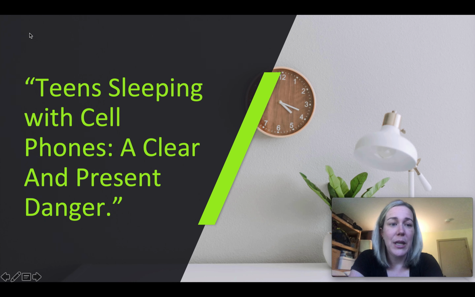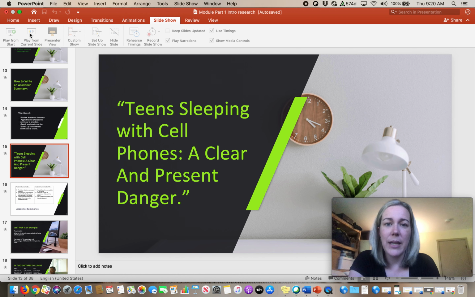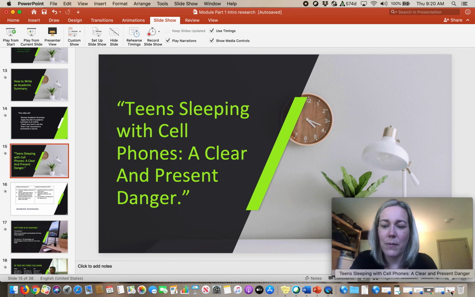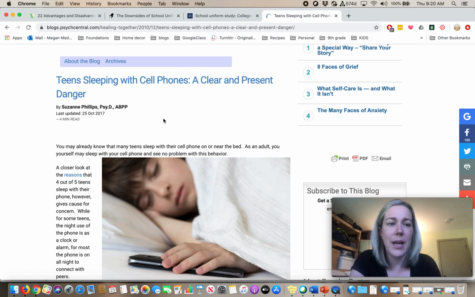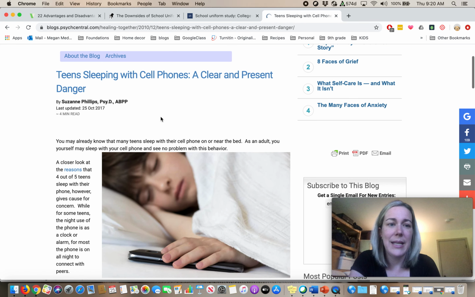So the article that we're going to be looking at is called Teens Sleeping with Cell Phones, a Clear and Present Danger. And this article we are going to take a look at right here online. It's called, like we said, Teens Sleeping with Cell Phones, a Clear and Present Danger by Suzanne Phillips. I'm not going to read this article to you. I would highly encourage you to go to this article. You can find it by typing in the title and the author.